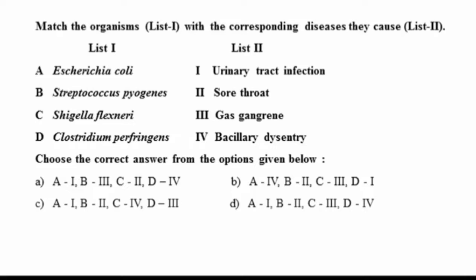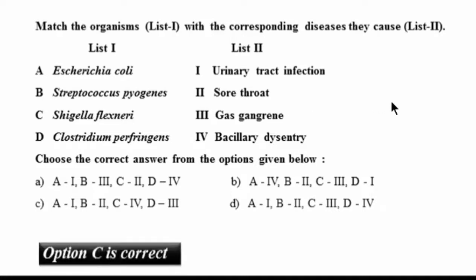And finally, dysentery is an intestinal infection caused by a group of Shigella bacteria, which can be found in the human gut. So our correct match would be: E. coli matches with urinary tract infection, Streptococcus matches with sore throat, Shigella matches with bacillary dysentery, and Clostridium matches with gas gangrene. So option number C is the correct answer.